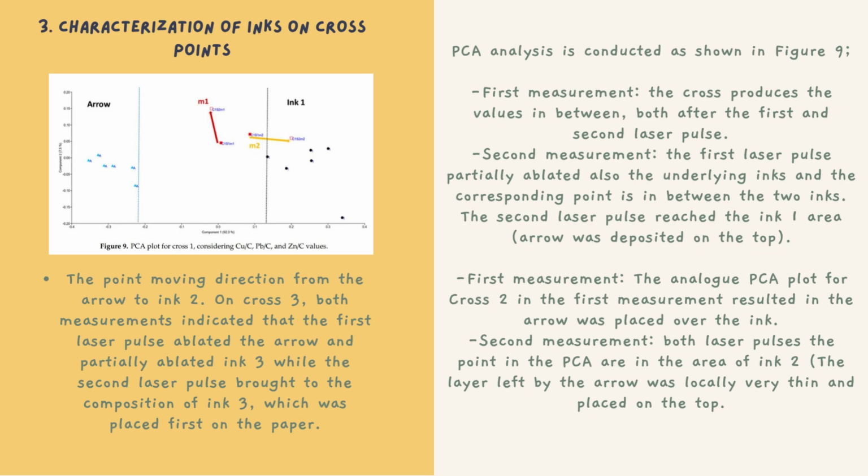In the second measurement, the first laser pulse partially ablated the underlying ink, and the corresponding point is in between the two inks. The second laser pulse reached the area in the plot that is characteristic for the first ink, leading to a conclusion that the arrow was deposited on the top.